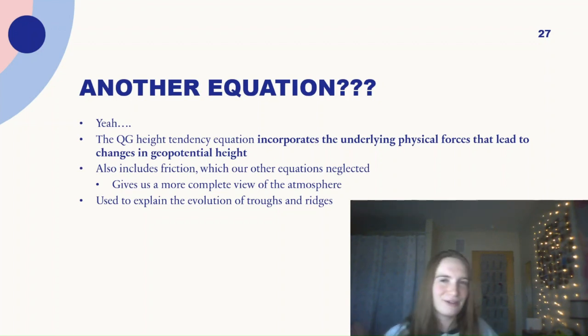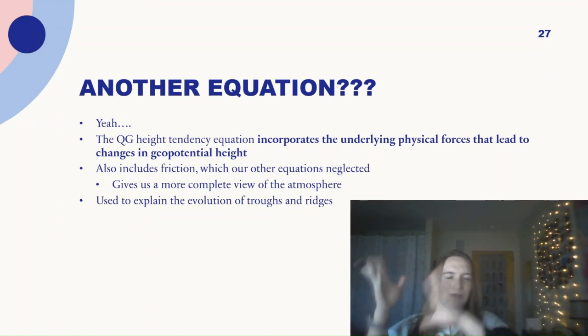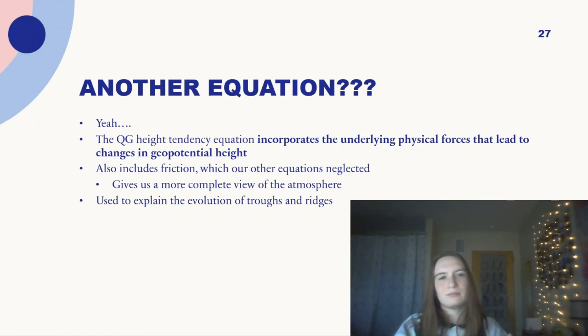The QG height tendency equation incorporates those underlying physical forces that are going to lead to changes in geopotential height, right? It also includes friction, which our other equations didn't have. So it gives us a more complete view of the atmosphere. We get the surface effects too. And this equation is unique because we can use it to explain the evolution of troughs and ridges, right? It's not that a trough is being blown or a ridge is being blown, right? It's really more that one's weakening somewhere and it's strengthening somewhere else, and the ridge is weakening somewhere and strengthening somewhere else. So it's more like it's decaying and reforming because of our advection.